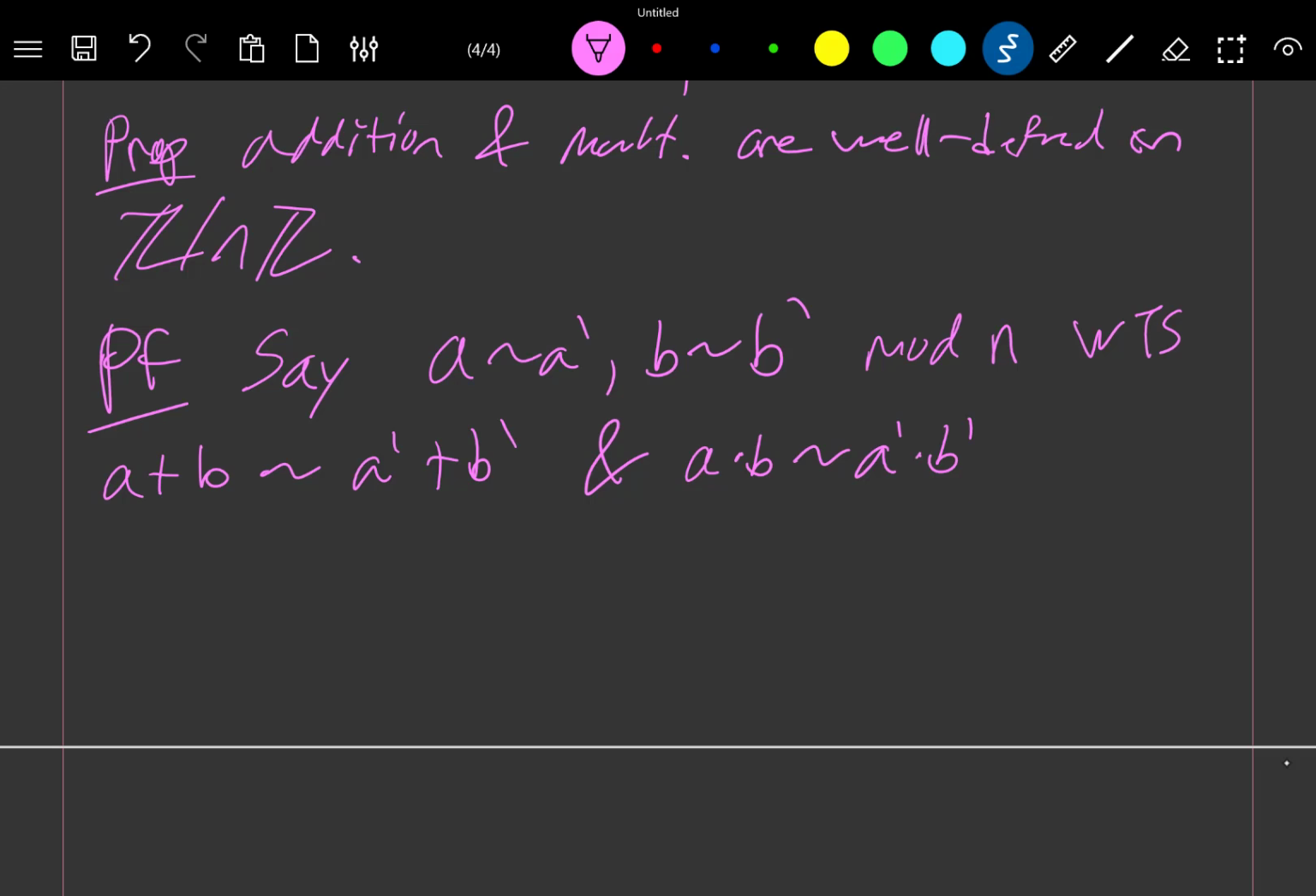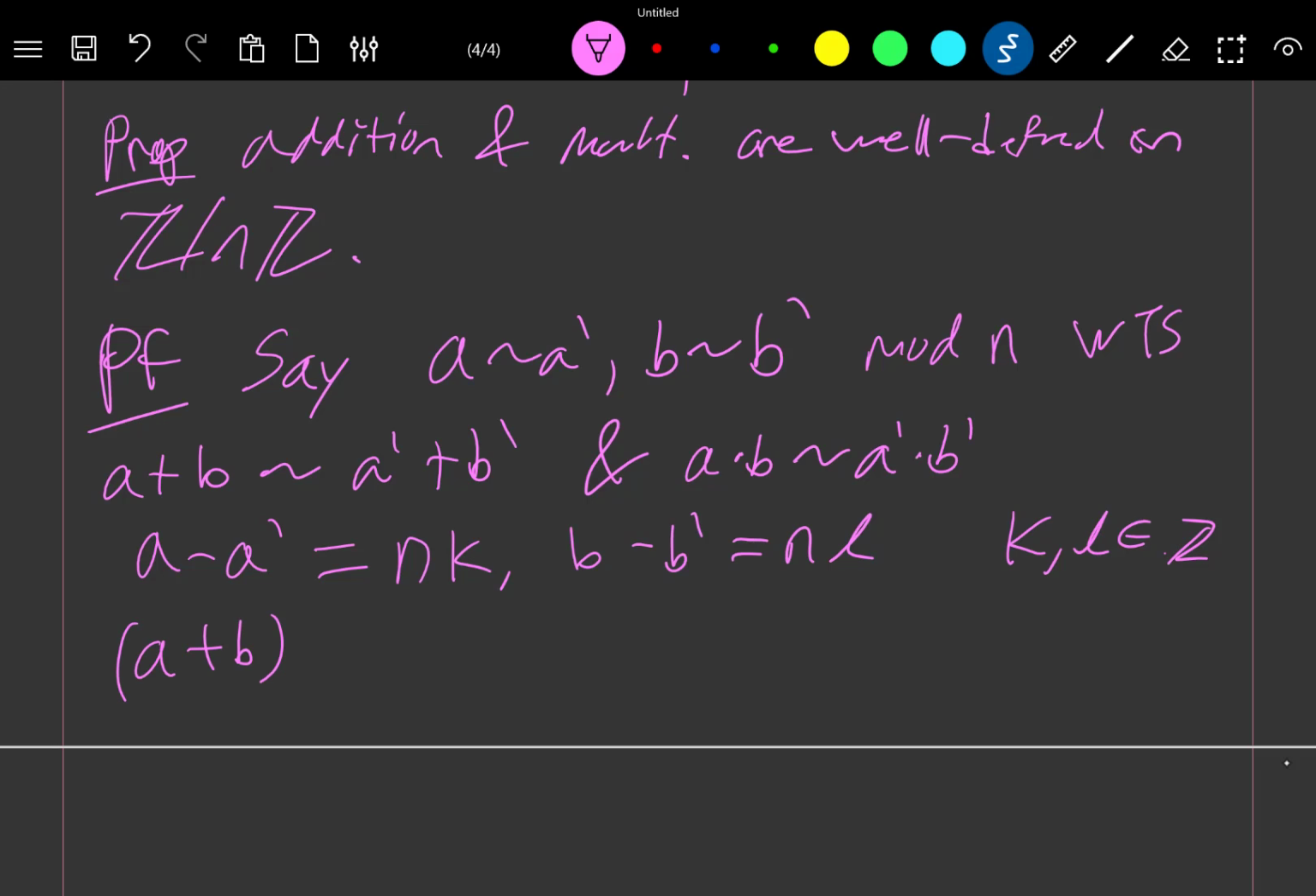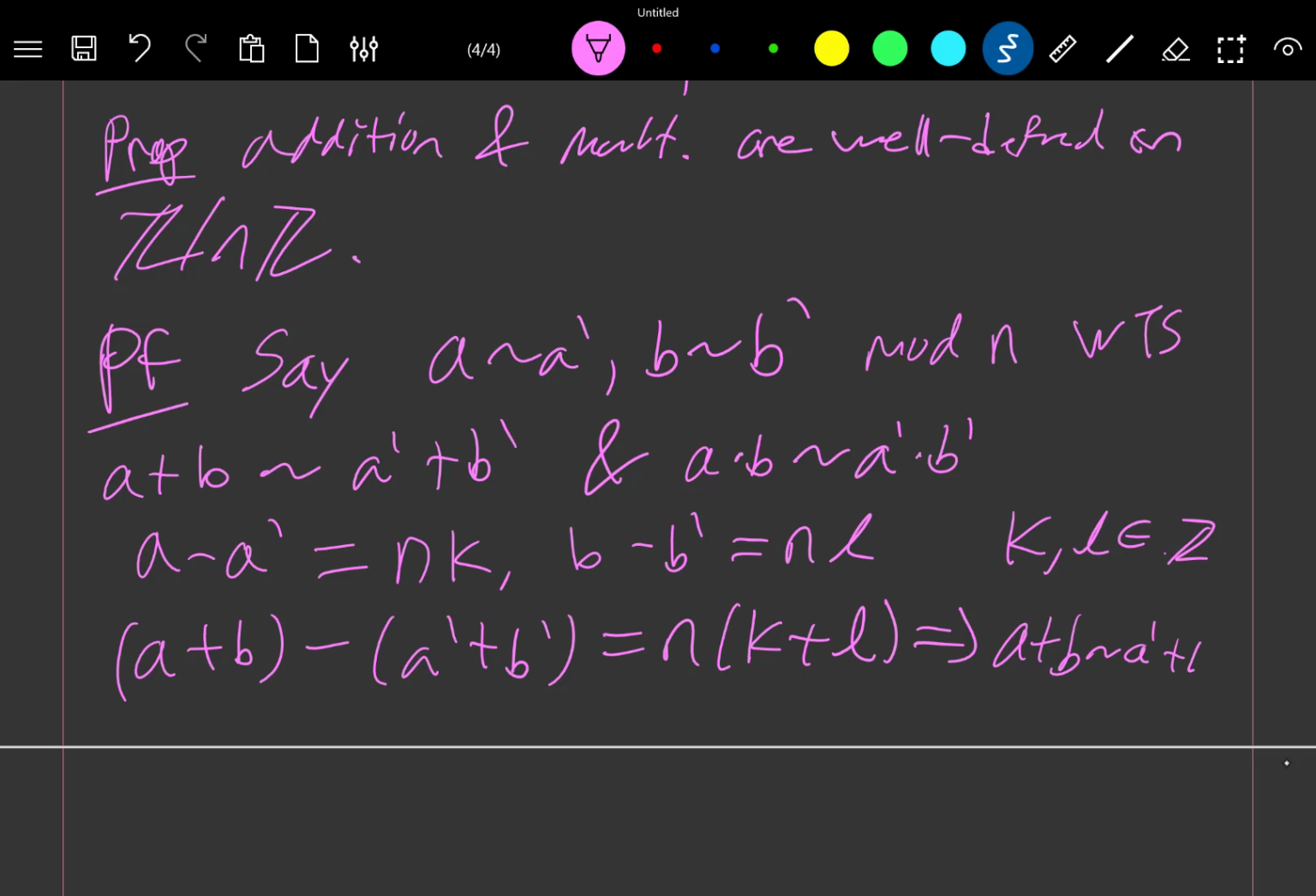So to do this, we note a minus a prime is going to be n times k. b minus b prime is n times l for some k and l in the integers. So if we just add these two equations together, we get a plus b minus a prime plus b prime is equal to n times k plus l. So this tells us that a plus b is equivalent to a prime plus b prime. So that's how we get that addition is well defined.